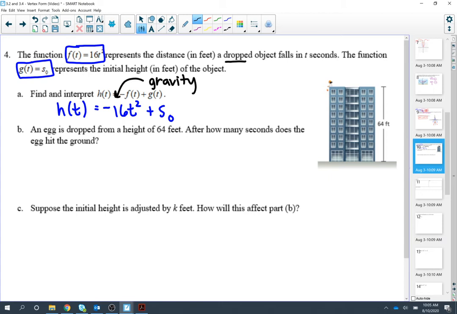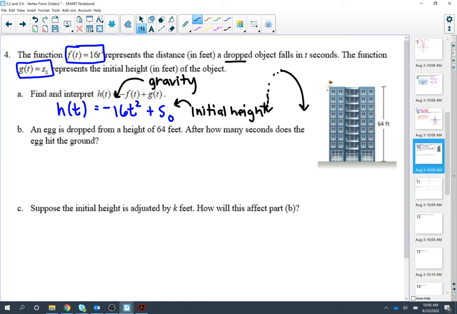So your parabola, if you were going to graph this thing, which is a quadratic, is going to have this thing going down. So your parabola is going to be upside down. Then the s sub naught is going to be your initial height. When you drop this thing, were you 100 feet in the air? Were you 200 feet in the air? How high were you actually in the air when you dropped it? And then how far does it have to go to get down to the ground?